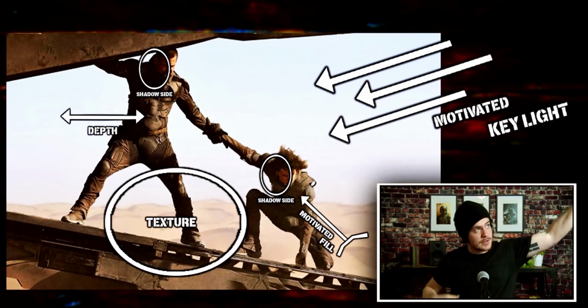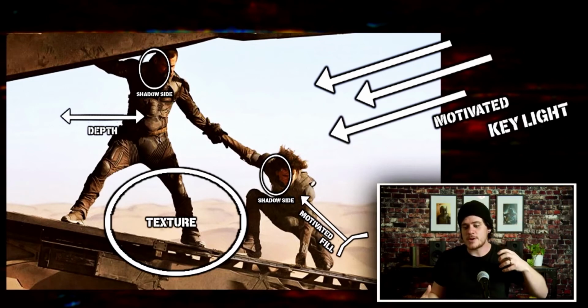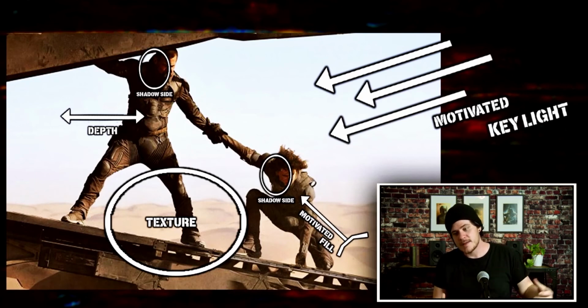You have the motivated key light, which is the sun, coming down and hitting them on this side, in the face, with a really harsh light. And then you actually have a motivated fill light that fills in some of their face from the bottom, which is the sun being reflected off the sand. This would be really interesting.